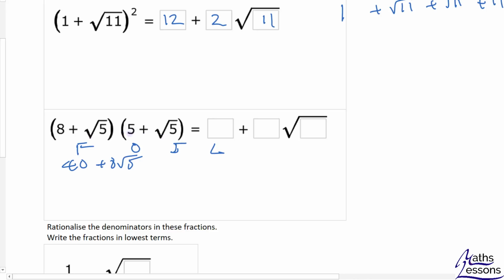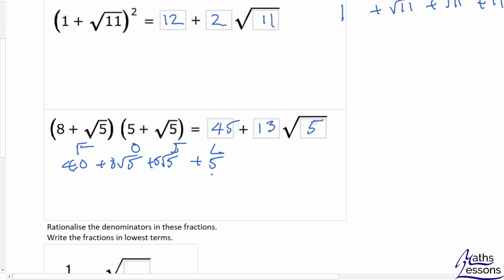Inner two things is 5 times root 5. And last two things, root 5 times root 5 is just 5. So we have 40 plus 5, which is 45. We're going to get 8 lots of root 5 plus 5 lots of root 5 will give us 13 lots of root 5.